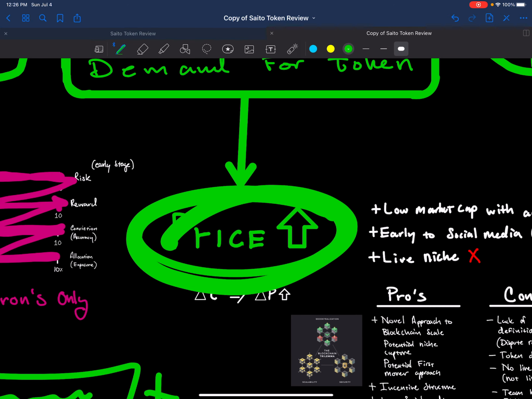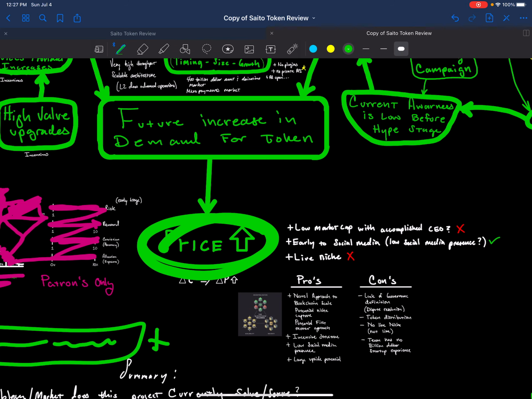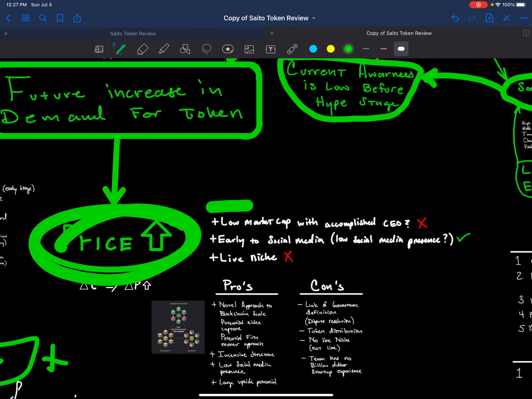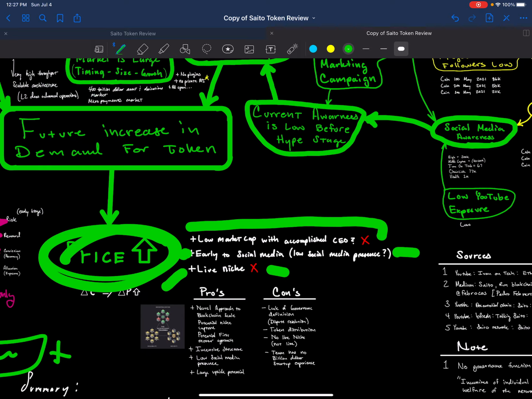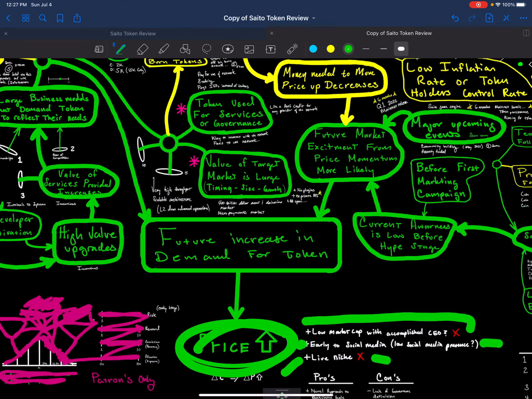So as far as price performance, I do expect this thing to have price performance. However, it is not a low market cap with an accomplished CEO. They have not made billion-dollar companies in the past, and the market cap is around 100 million fully diluted, but that could change easily. It is relatively low on the market cap, and I'll get into that when I get to that section of this video. But they are early with social media, so that's a very good thing. But they're not live right now, so that's another thing that could be seen as a con.